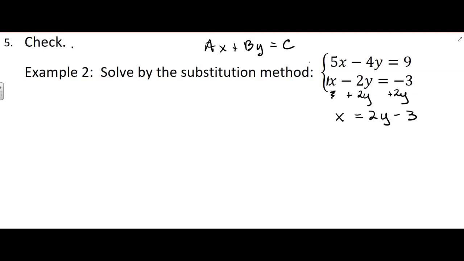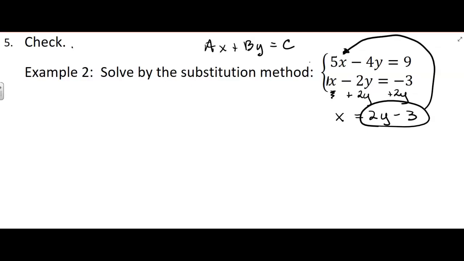Okay? Now that's the first part. Get one variable by itself. And I did it. I've got x equals blah, blah, blah. This is what x equals, 2y minus 3. So I'm going to take that and I have to substitute it into the other equation. Don't use the same equation because then you're going to get a mess. But I can substitute it into the other equation.